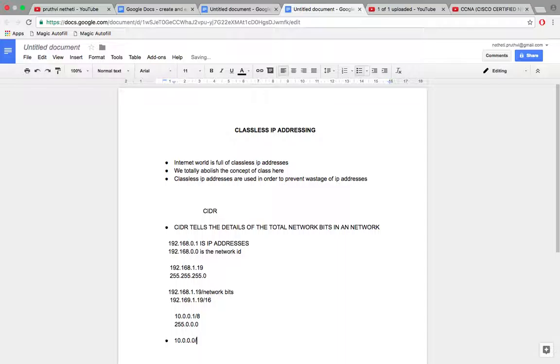10.0.0.0/10. If it's /8, the subnet mask is 255.0.0.0. If it is /16, or Class B, the subnet mask is 255.255.0.0. If it is Class C, or /24, the subnet mask is 255.255.255.0. This is a /10 network. So this is an example of a classless IP address, a classless network.